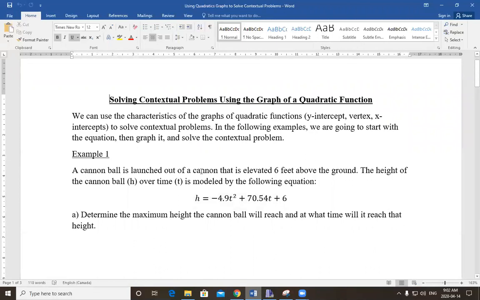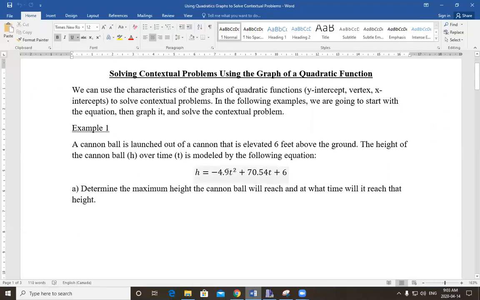Okay, so we'll begin. Our first example, we have our context. A cannonball is launched out of a cannon that is elevated 6 feet above the ground. The height of the cannonball h over time t is modeled by the following equation: h equals negative 4.9 t squared plus 70.54 t plus 6. You'll notice right away that this is a quadratic equation because we have the t squared. It's in standard form. We have a, b, and c. The cannon is elevated 6 feet above the ground. That's the initial height, and the value of c is 6, so it's the same. Essentially, the cannonball's initial height would be 6 feet.